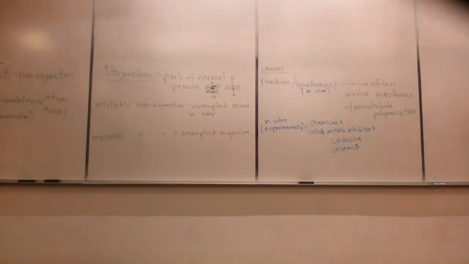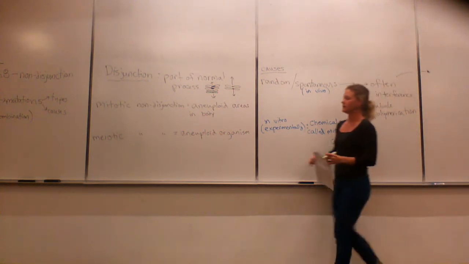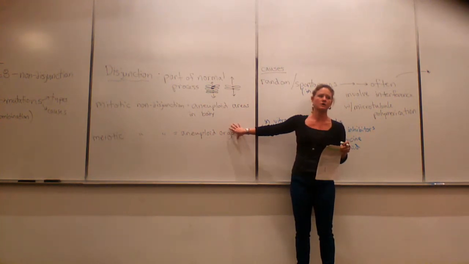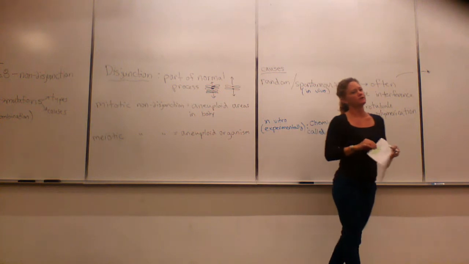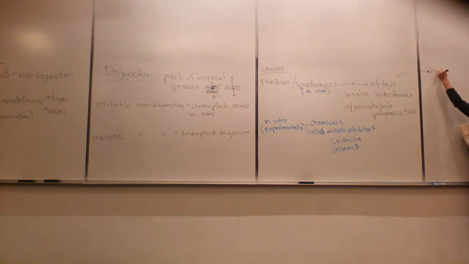Another piece about this random spontaneous error is that the numbers actually do support that this happens. So we wrote earlier that this can happen in meiosis, and it can obviously happen in meiosis 1 or meiosis 2. The numbers are much higher for frequency of non-disjunction in meiosis 1. Okay? So you tend to see more non-disjunction at that first cell division.